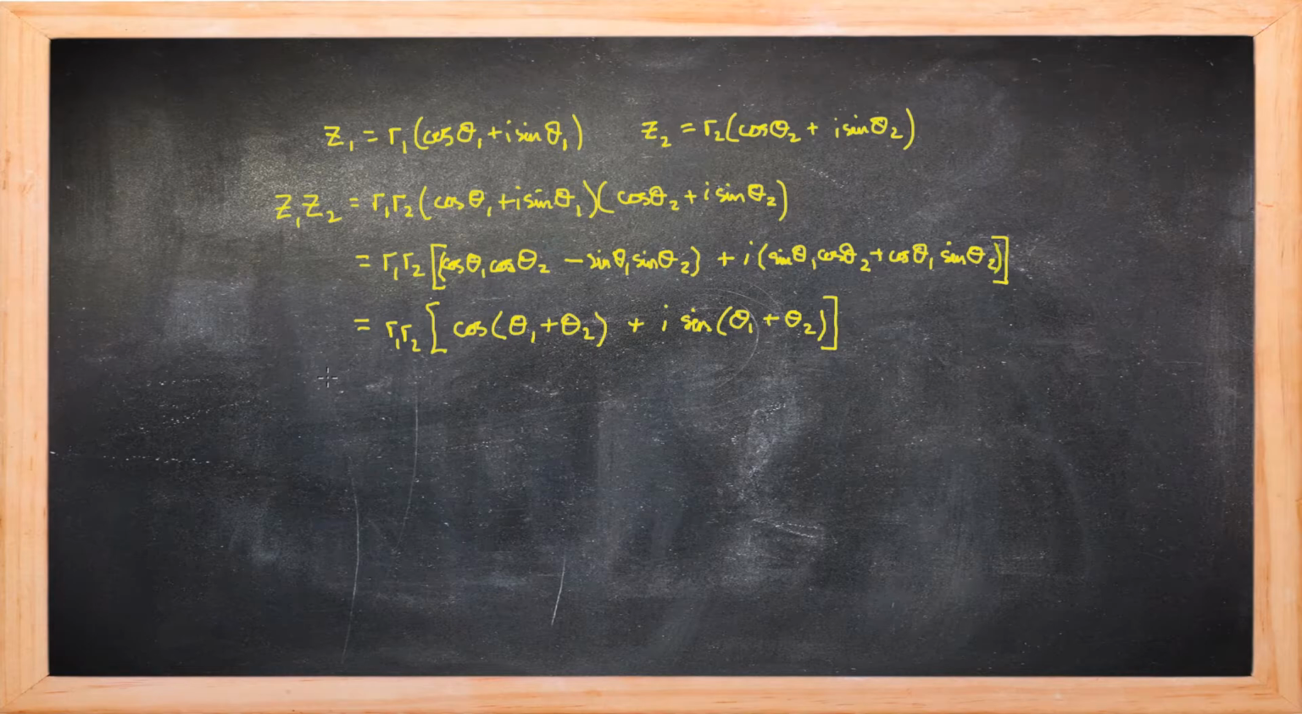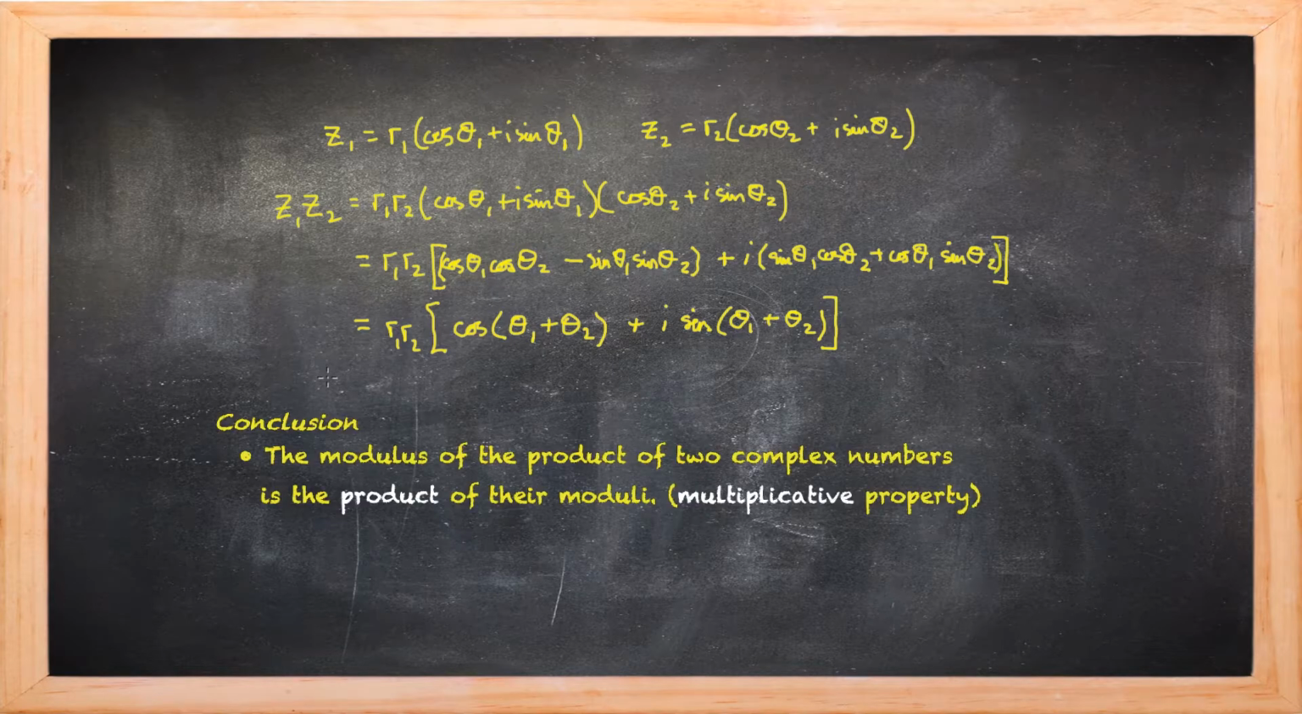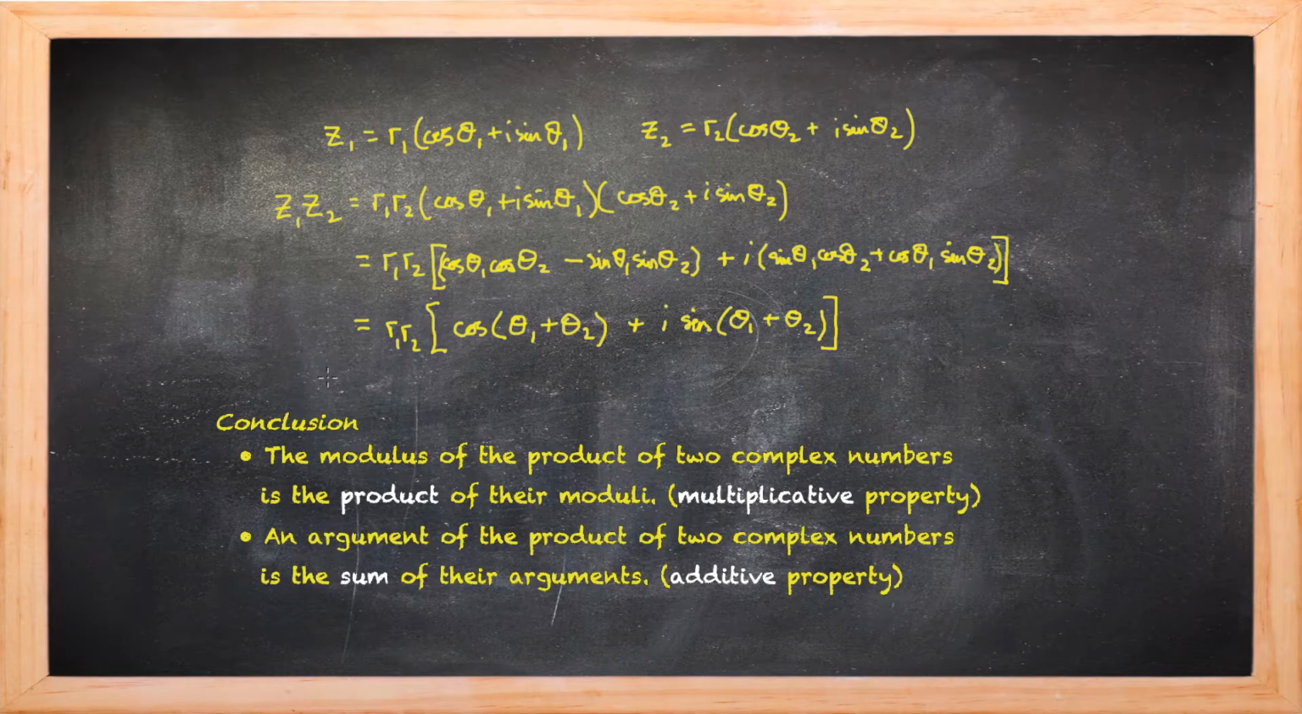The modulus of the product of two complex numbers is the product of their moduli. That's a multiplicative property. Then the argument of the product of two complex numbers is the sum of their arguments. That's an additive property. So that's what we'd seen in the demonstration, and that's what we've proved here.